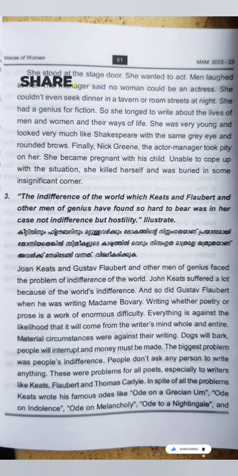Everything is against the likelihood that it will come from the writer's mind whole and entire. Material circumstances were against the writing. Dogs will bark, people will interrupt, and money must be made. The biggest problem was people's indifference. People don't ask any person to write anything. These were problems for all poets, especially for writers like Keats, Flaubert, and Thomas Carlyle.